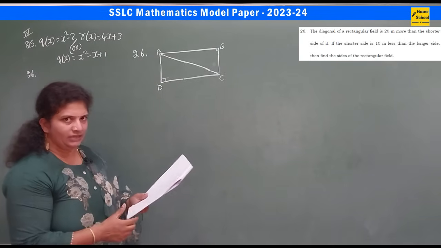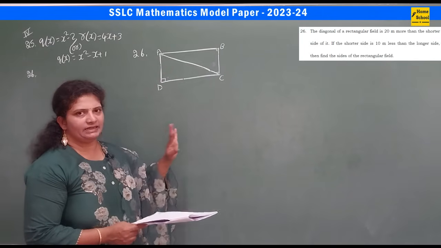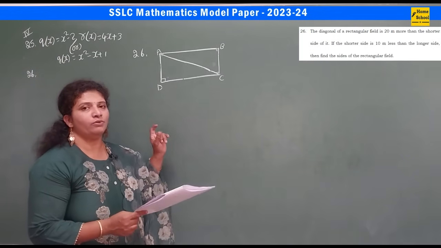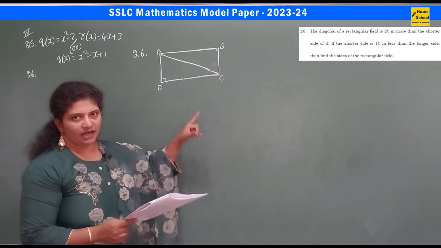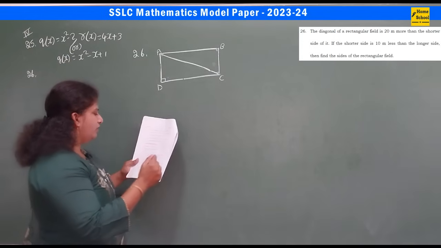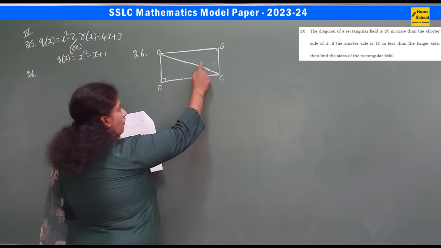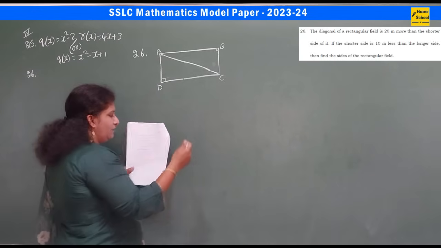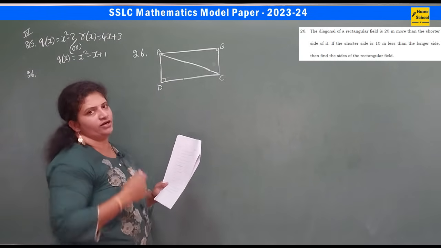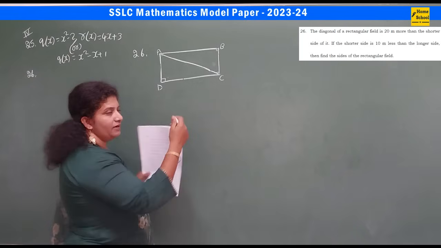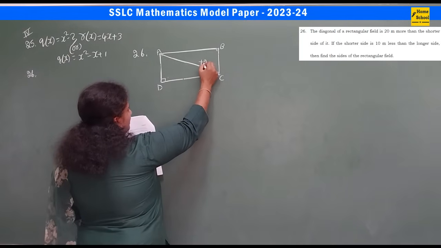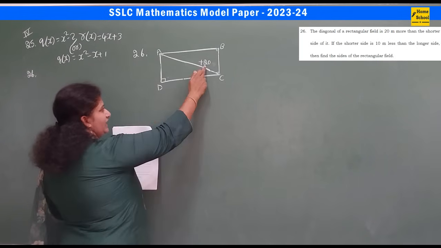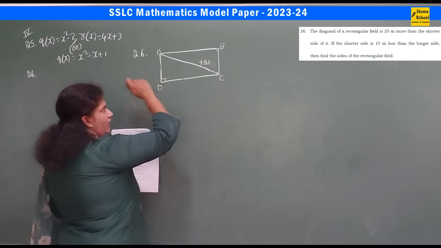First line again. ABCD is a rectangle. Let me assume ABCD as a rectangle. Here we are talking about diagonal. I have drawn one diagonal AC. Now, the diagonal of a rectangular field is 20 meters more than the shorter side. More than means plus 20. Shorter side here is breadth. 20 meters more than shorter side.